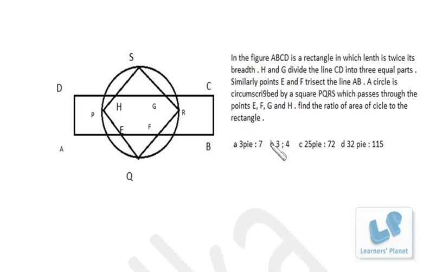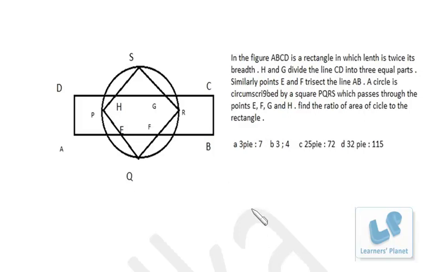Now let's see this problem. In this figure, ABCD is a rectangle in which length is twice its breadth. H and G divide the line CD into 3 equal parts. Similarly, points E and F trisect the line AB. A circle is circumscribed by a square PQRS which passes through the points E, F, G, H. Find the ratio of area of circle to the rectangle.